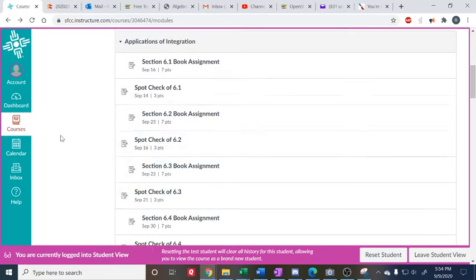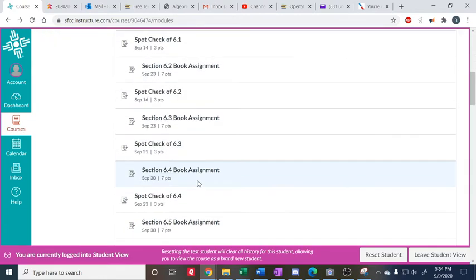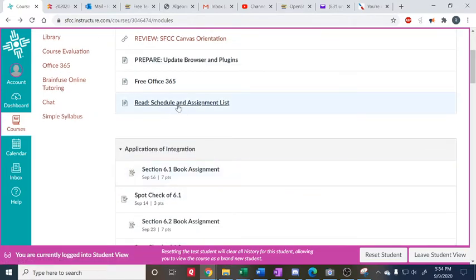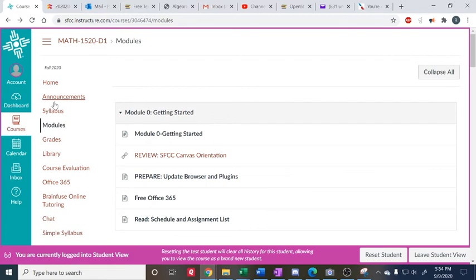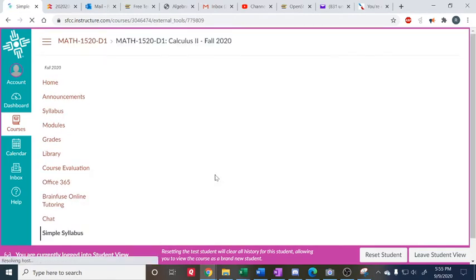Let's go look at, so that's the schedule of the assignment list. The assignments are all listed here one at a time, and they're listed in the assignment list right here. Alright, let's look at the simple syllabus. We go to syllabus for the course.